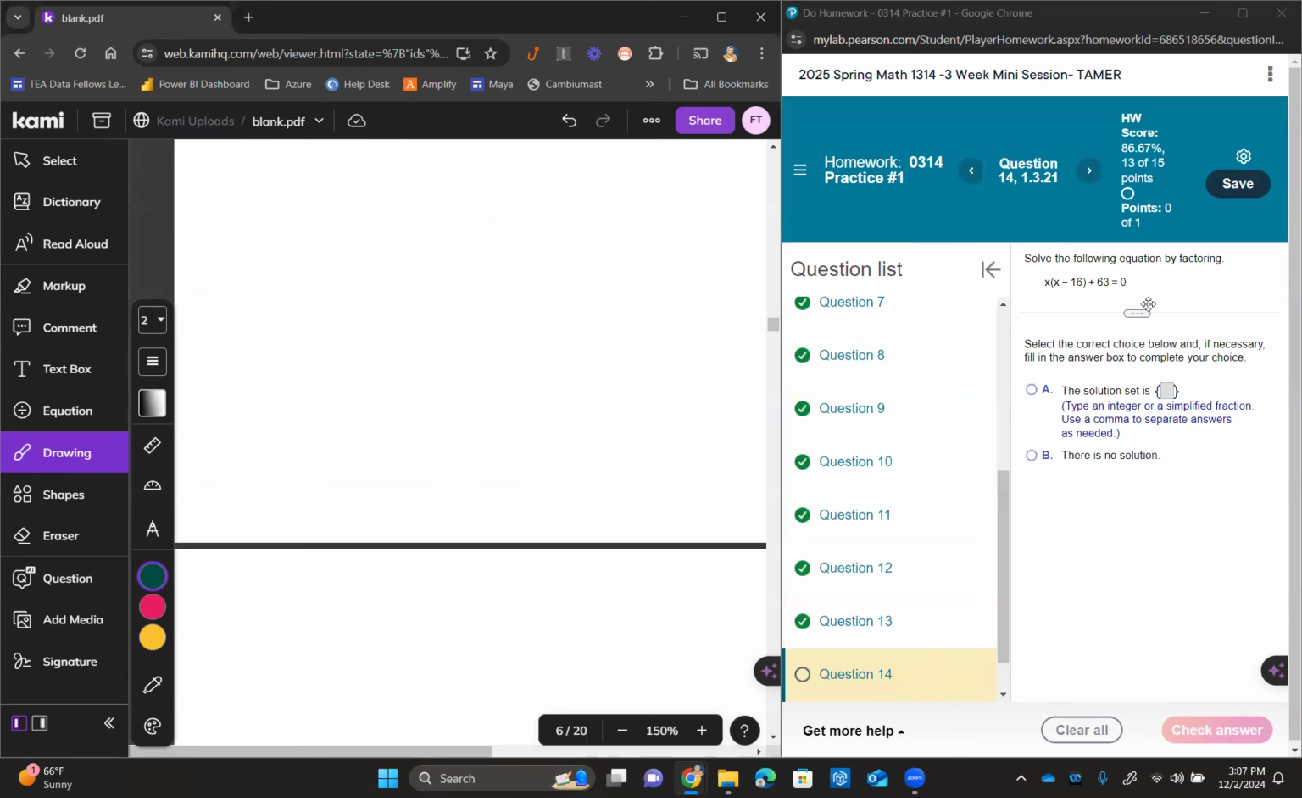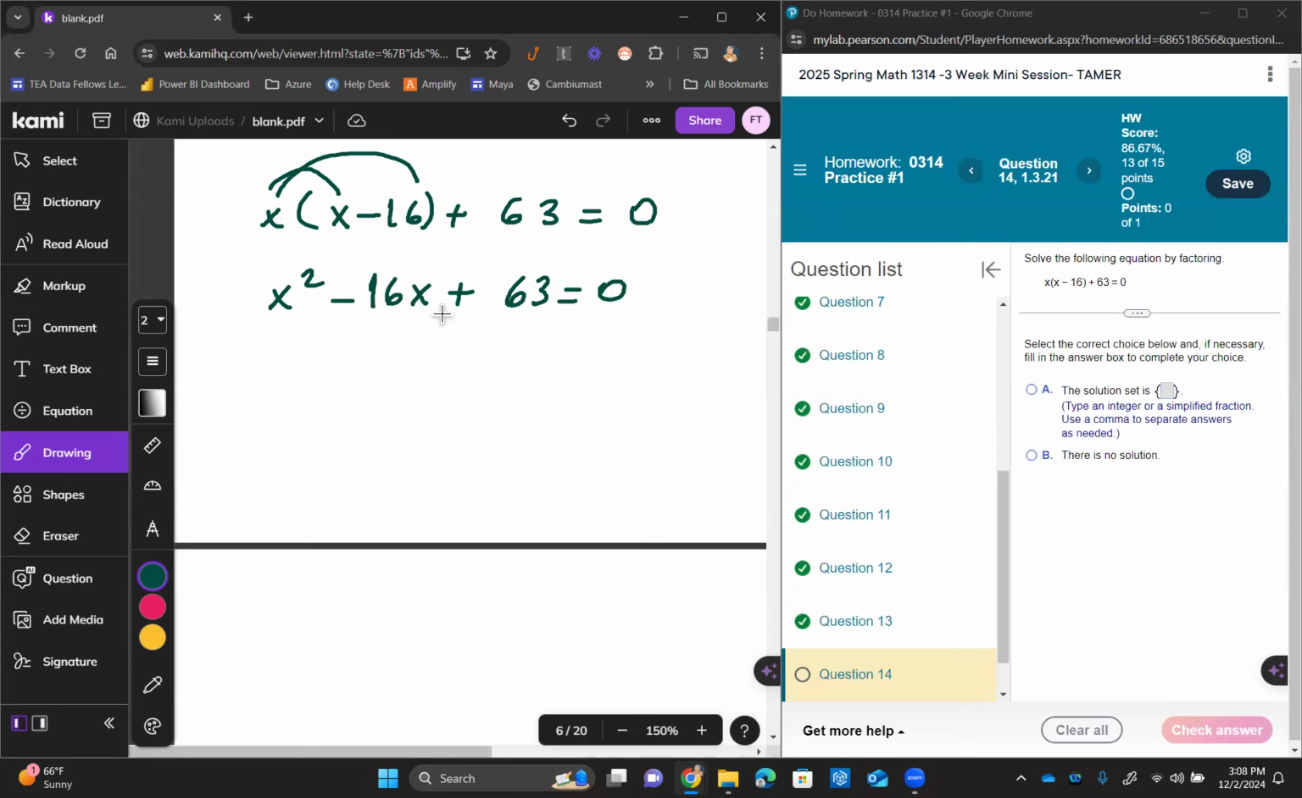For question 14, we have a little bit more work than the others because the question doesn't come as organized as we like. So it's x(x - 16) + 63 = 0. X times x is x squared. X times -16 is -16x, plus 63 is equal to 0. So first, we had to put the question in the right form so we can go ahead and factor this.